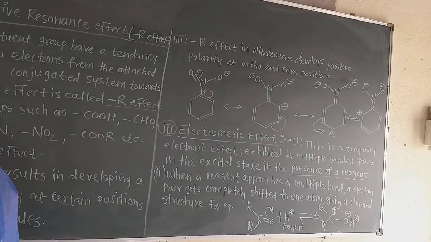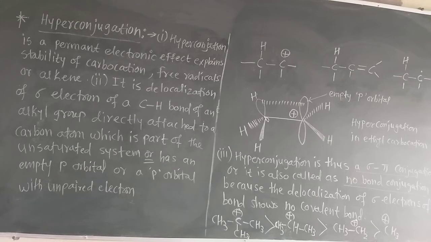Now let us learn hyperconjugation. Now let us learn the last topic of this chapter, hyperconjugation. This is also a type of electronic effect. Hyperconjugation is a permanent electronic effect. Here is the delocalization of sigma electron, remember that, not the pi electron, single bond electron.